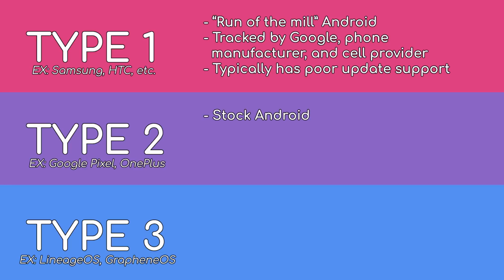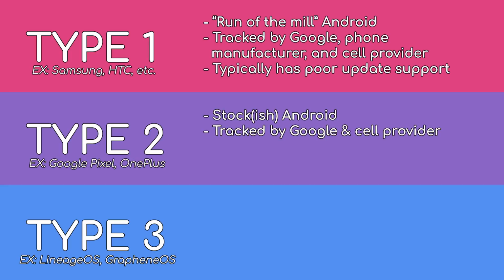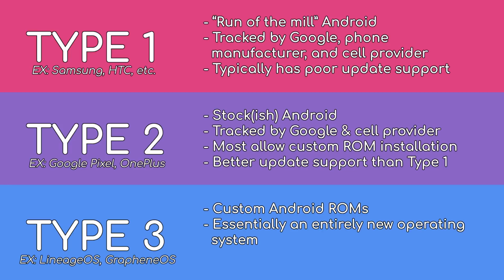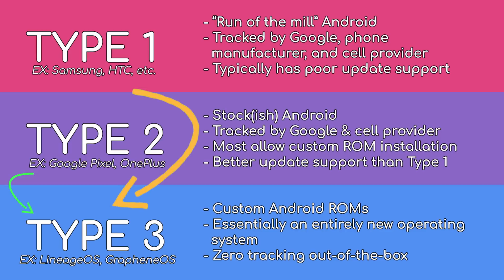Type 2 Android is stock Android, or close to stock. These normally have Google tracking and minimal third-party tracking, which is already a huge improvement. Most close-to-stock devices are open to custom ROMs and get much better update support. Type 3 Android will be referred to as custom Android ROMs, which is essentially flashing a new operating system on your phone, which typically has no tracking out of the box. Most Type 2 Android devices can become Type 3, and even Type 1 can become Type 3, depending on your device and whether it's locked or unlocked. It's a big video, so let's get into Zone 1.